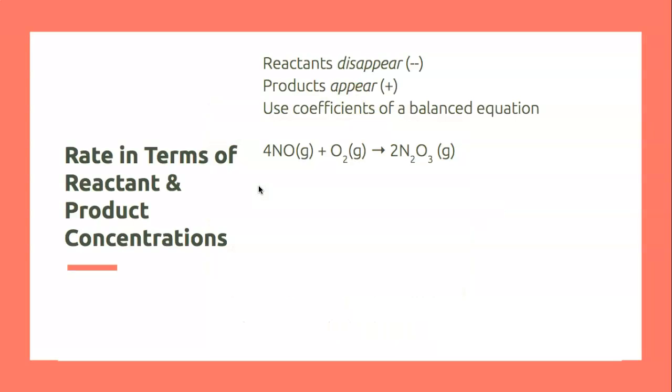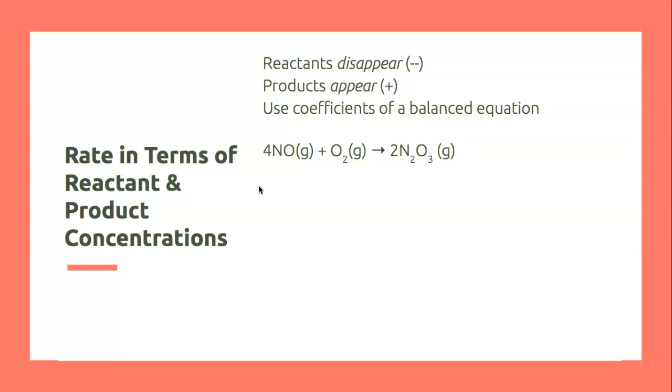We can talk about our concentrations in terms of the reactants and the products. As I said before, reactants disappear and products appear, so it's important to pay attention to our sign conventions. And in order to relate product and reactant concentrations, we need to use the coefficients of a balanced equation.